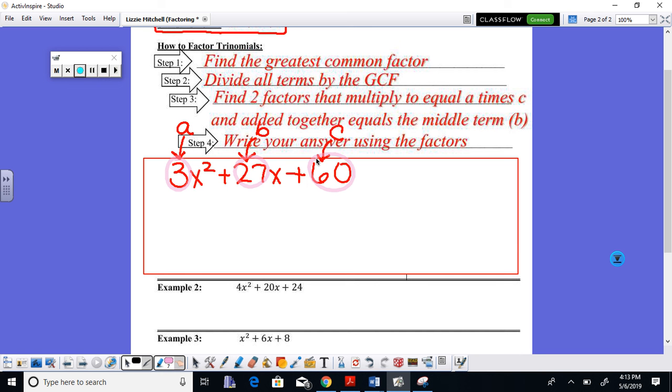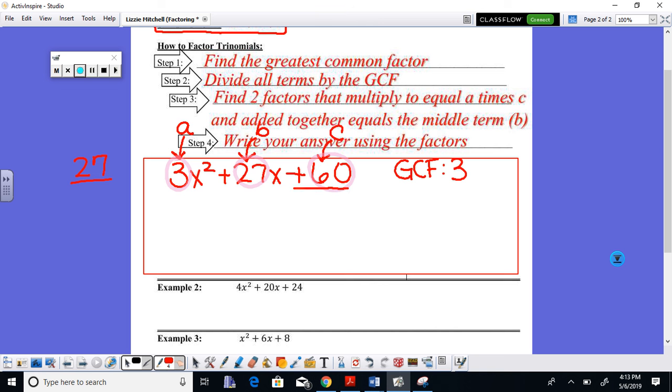So does 3 go into 27 evenly for a set of factors? Yes, it does, because 27 divided by 3 is 9 evenly. In the same case for 60 as well. 60 divided by 3 is 20. So our GCF for 3, 27, and 60 is 3.